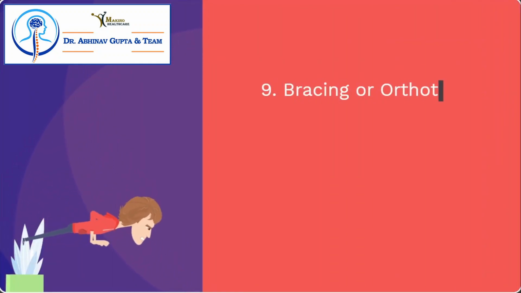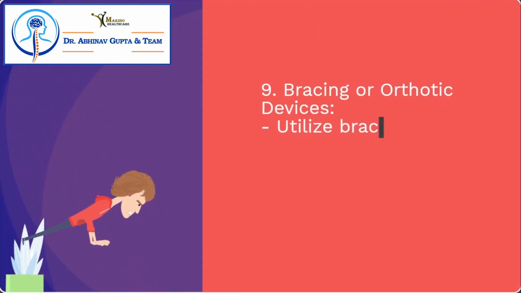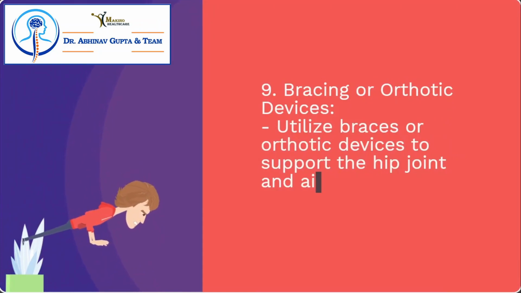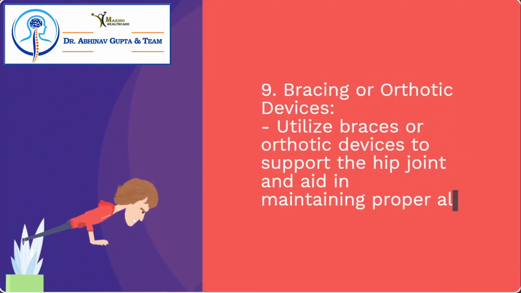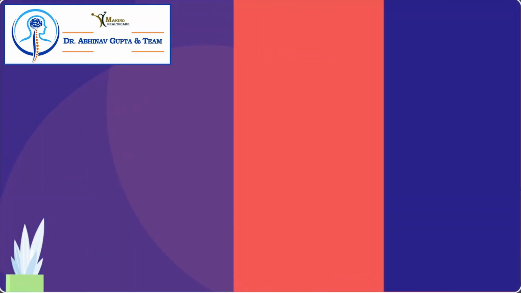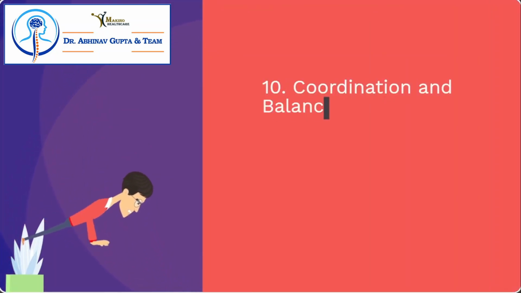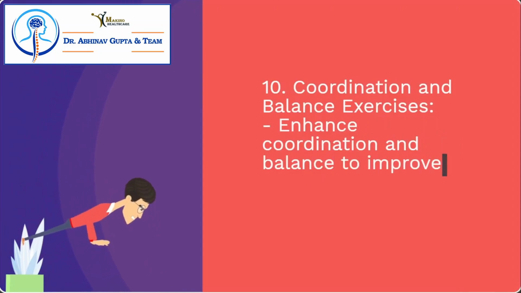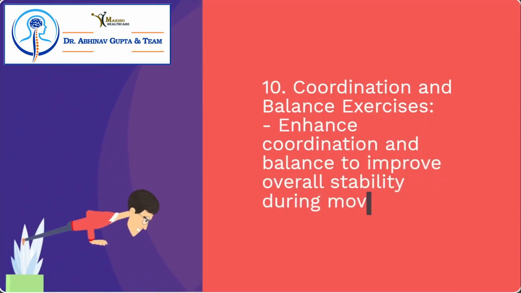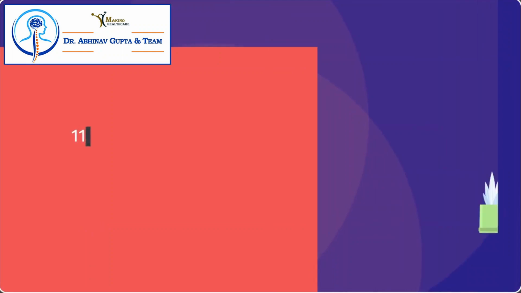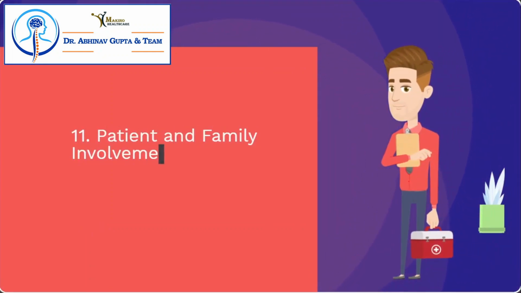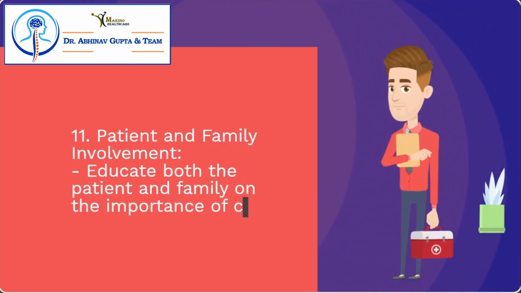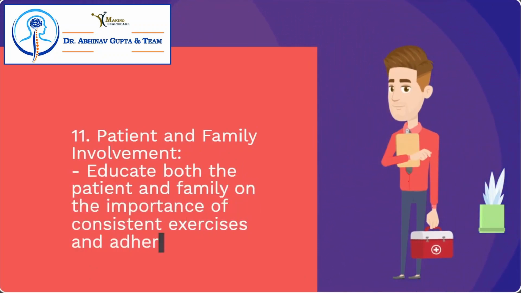9. Bracing or orthotic devices. Utilize braces or orthotic devices to support the hip joint and aid in maintaining proper alignment. 10. Coordination and balance exercises. Enhance coordination and balance to improve overall stability during movement. 11. Patient and family involvement. Educate both the patient and family on the importance of consistent exercises and adherence to the physiotherapy plan.